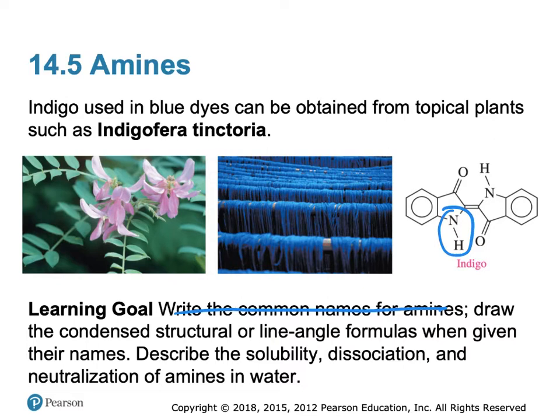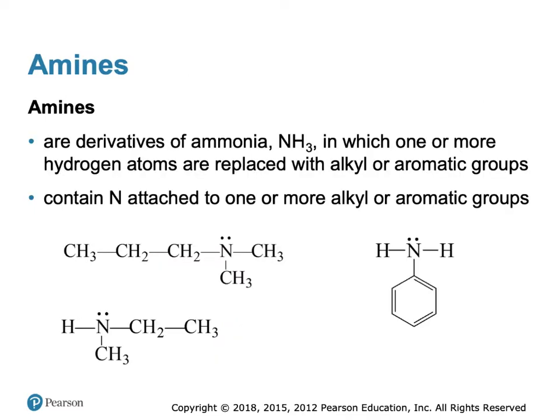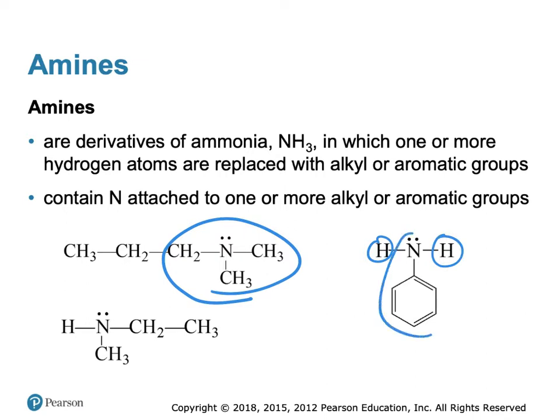I might give you a molecular formula, and you might have to draw the different isomers that have an amine with that molecular formula. So amines are derivatives of ammonia, which is NH3, in which one or more of the hydrogen atoms are replaced with alkyl or aromatic groups. So you can see here in these structures, we have a nitrogen, and there are 3 alkyl groups. Here we have a nitrogen with 2 hydrogens and 1 aromatic group. Here we have a nitrogen with 1 hydrogen and 2 alkyl groups.